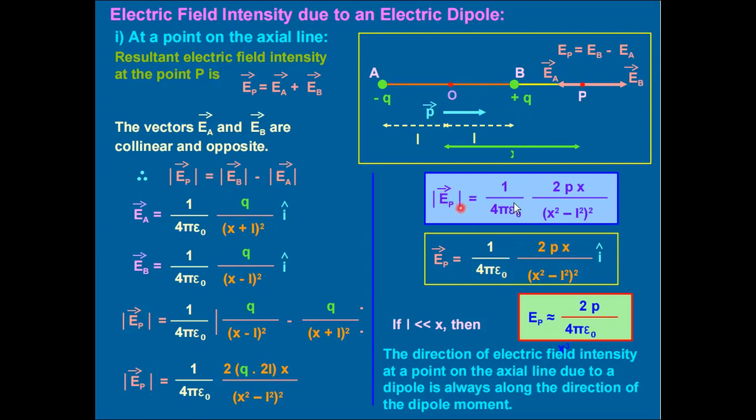So the electric field at point P will be 1 by 4 pi epsilon naught, 2px over (x square minus l square) whole square. If l is much less than x, then we can omit l. So we get x divided by x, and EP, the electric field at point P, can be evaluated approximately like this, and the x terms will cancel. Hence the direction of the electric field intensity at a point on the axial line due to a dipole is always along the direction of the dipole.